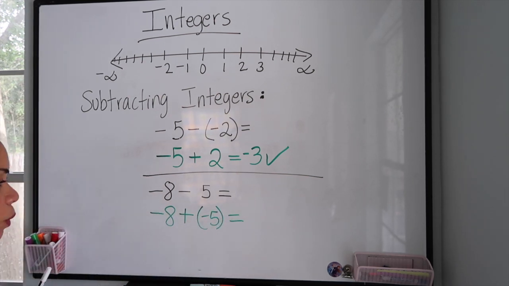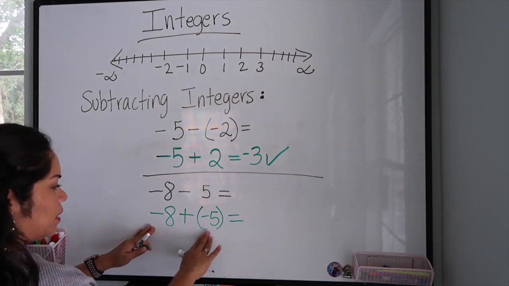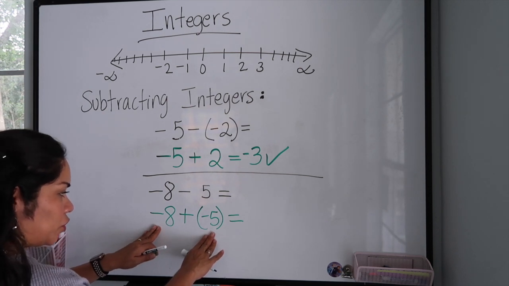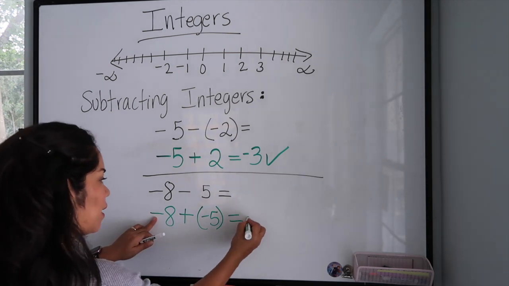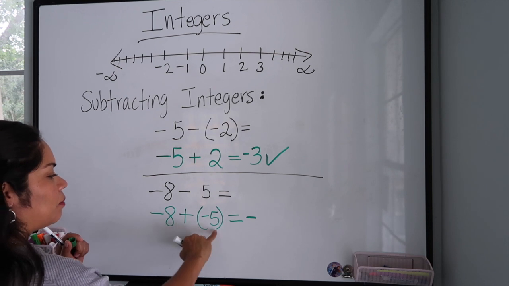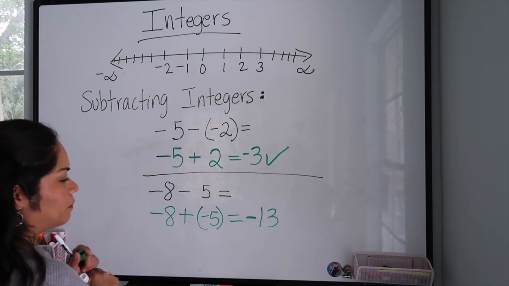Now we're gonna apply the rules for adding integers. We have the same sign. When we have the same sign, we add the numbers and we keep the same sign on our answer. So our answer, we know that's gonna be negative. Then we add 8 plus 5, which is 13.